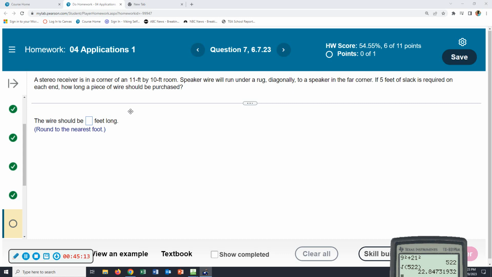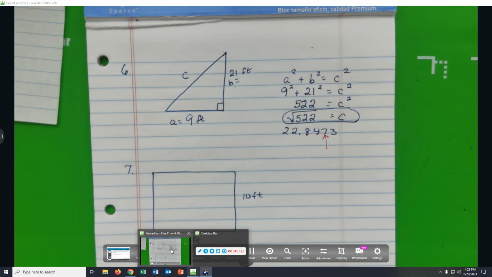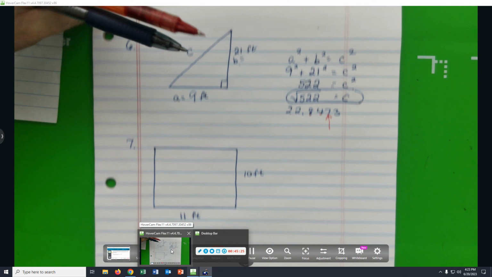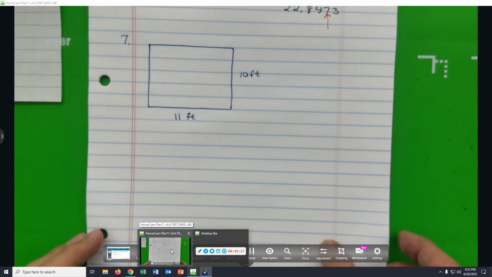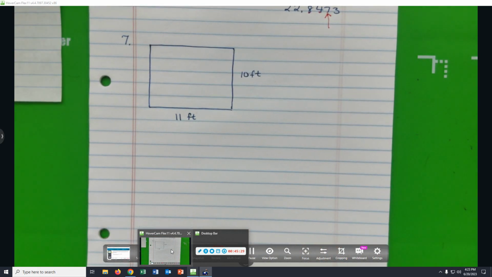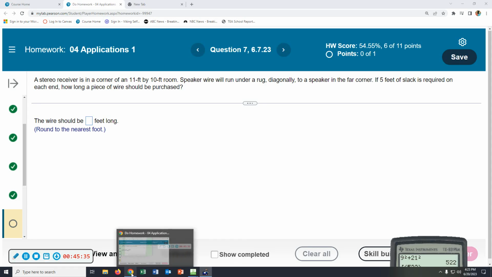So I'm drawing a room 11 feet by 10 feet. All I've done is drawn a rectangle, 11 feet by 10 feet. Well, we want to find the length of that diagonal.